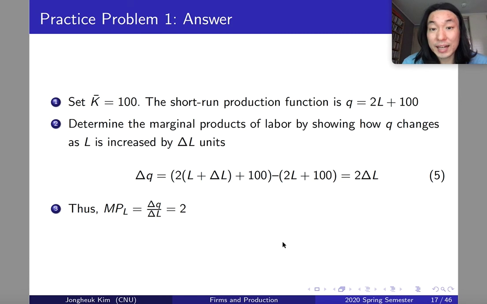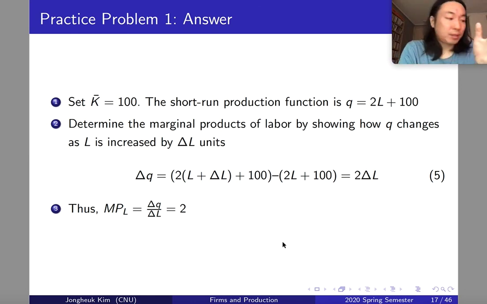putting the delta L into the function and calculating delta Q over delta L. How to do that? Like equation number 5. The delta Q is now equal to 2 times something, and the 2 times something in the parentheses is very important. 2 times parentheses open L plus delta L, which means that now you can add delta L into our equation number 4, the original form of the production function, to find out the delta Q. Okay.